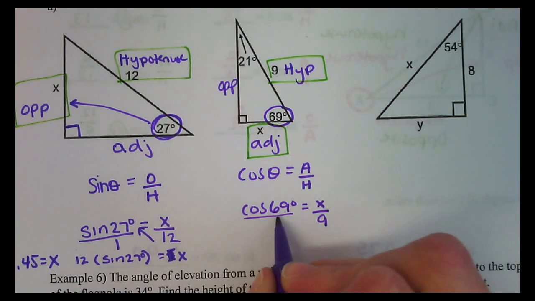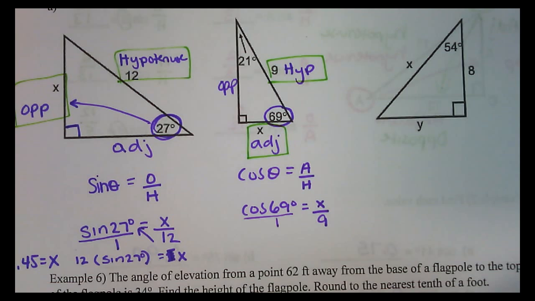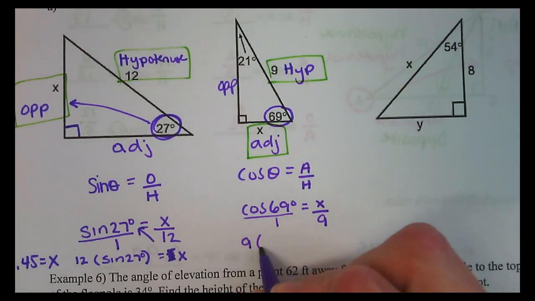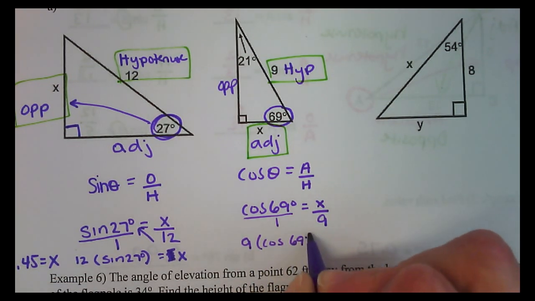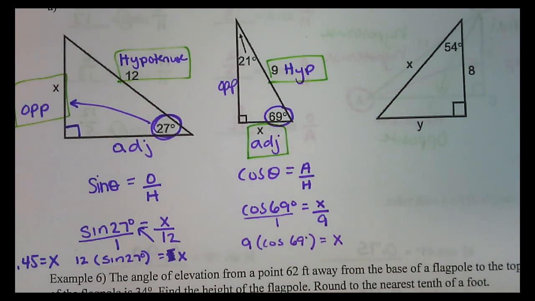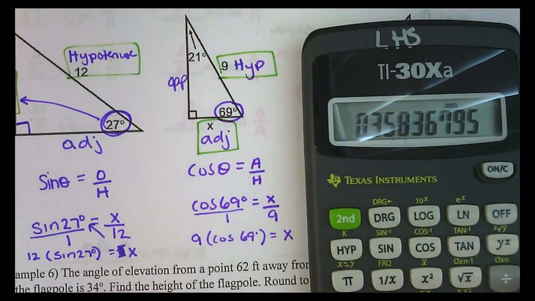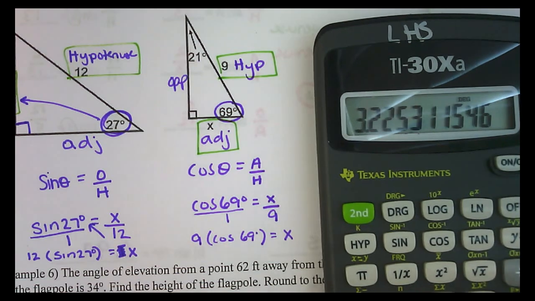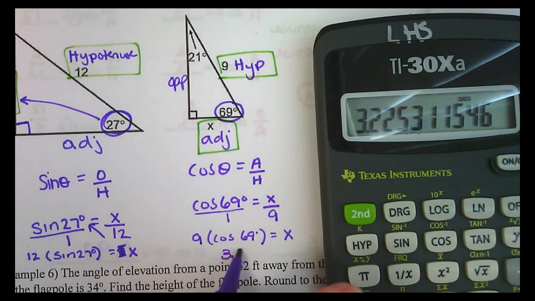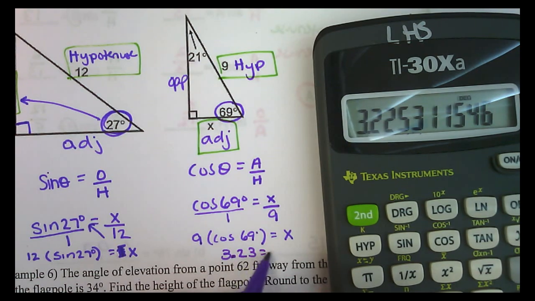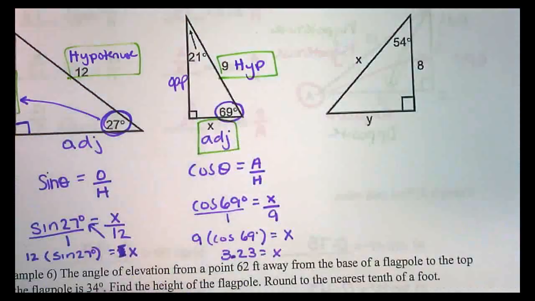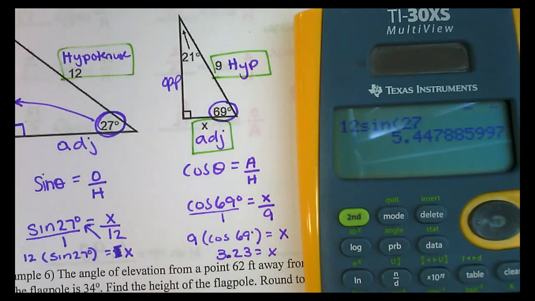Same thing we did before. We're going to put a 1 down here, and we're going to cross multiply. 9 times the cosine of 69 is equal to 1 times x, which is just x. So I can type this into my calculator. 69 cosine times 9 equals, and I get 3.23. And on my other calculator, if I'm using this one, it's 9 times the cosine of 69. Same answer.